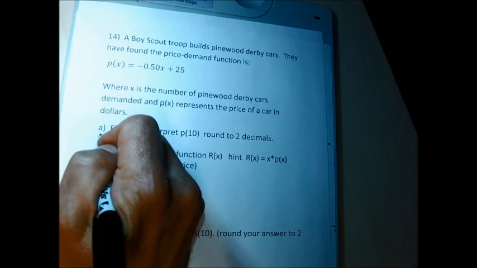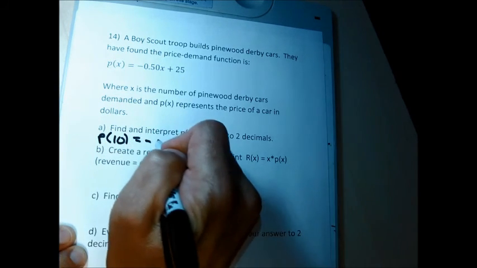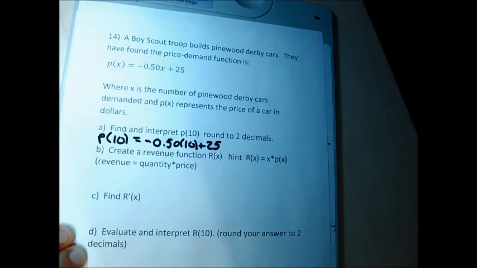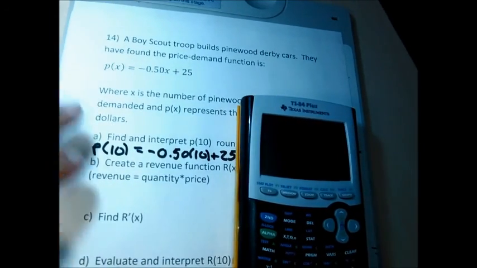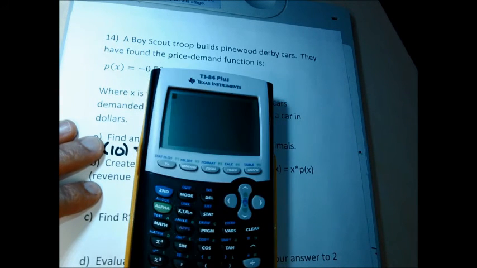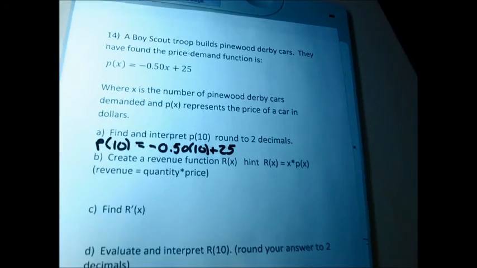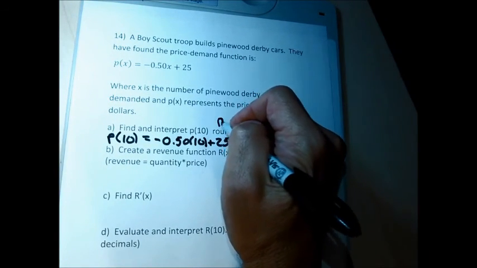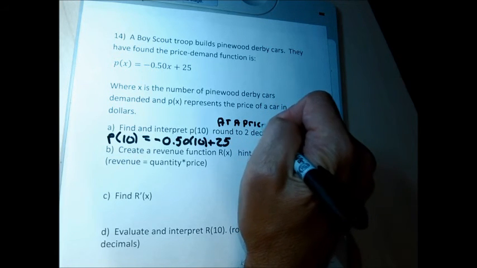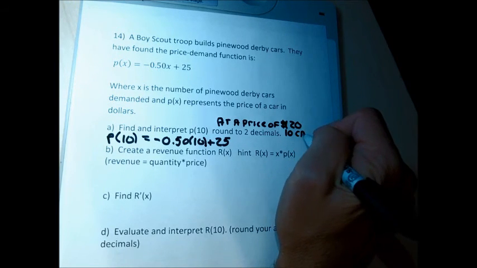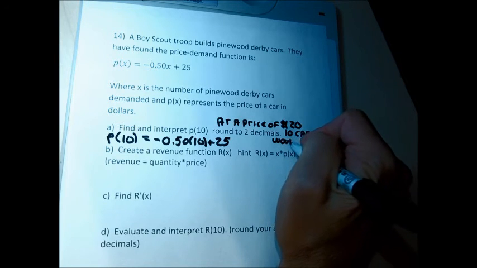So when I do P of 10 equals negative 0.50 times 10 plus 25, what it's going to give me is what I'd have to sell the Pinewood Derby cars for if I wanted to sell 10 of them. So I'm going to go negative 0.50 times 10 plus 25, and it gives me 20. So what this says is at a price of $20, 10 cars would be sold, based on this price demand function.